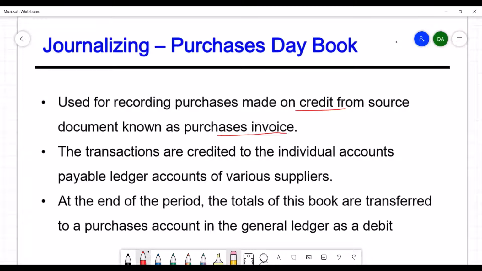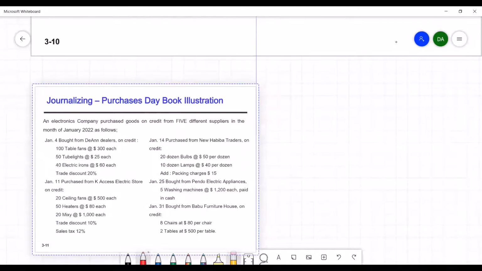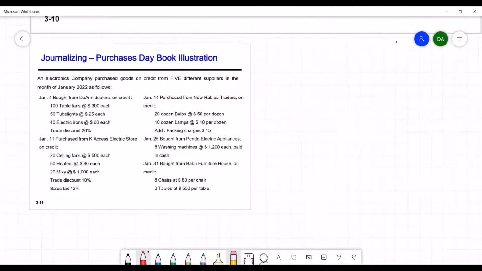To illustrate this particular concept, we're going to look at the following example. The question reads as follows. An electronic company purchased goods on credit from 5 different suppliers in the month of January 2022 as follows. On 4th January, bought goods from D and dealers on credit, which include 100 table fans at $300 each, 50 tube lights at $25 each, electric irons at 60 shillings each, trade discount of 20%.